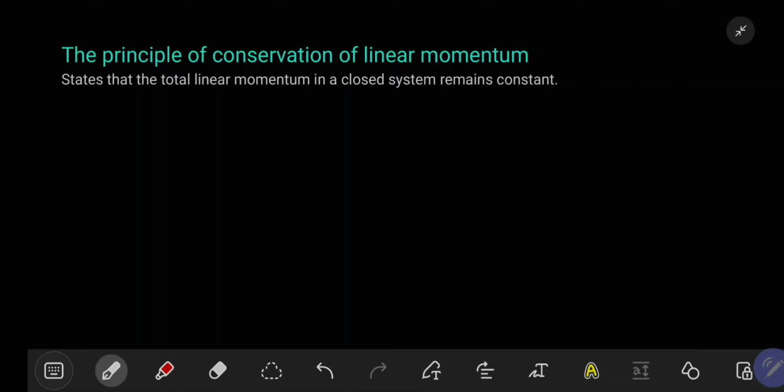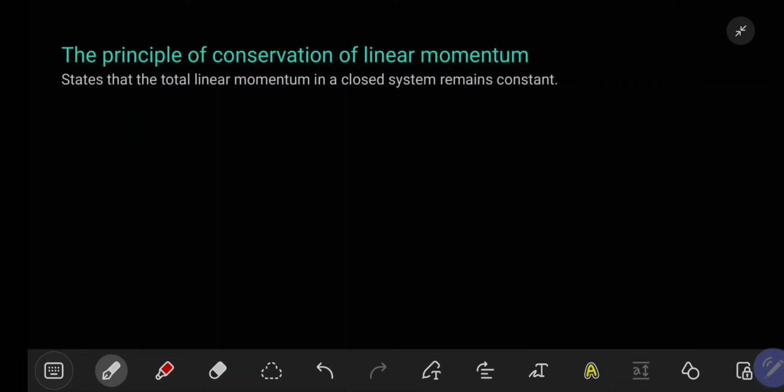Want us to check this principle of conservation of linear momentum. This is a fundamental principle in physics that states that the total linear momentum of a closed system remains constant, or remains conserved, if no external forces act on it. This principle is based on Newton's third law of motion.